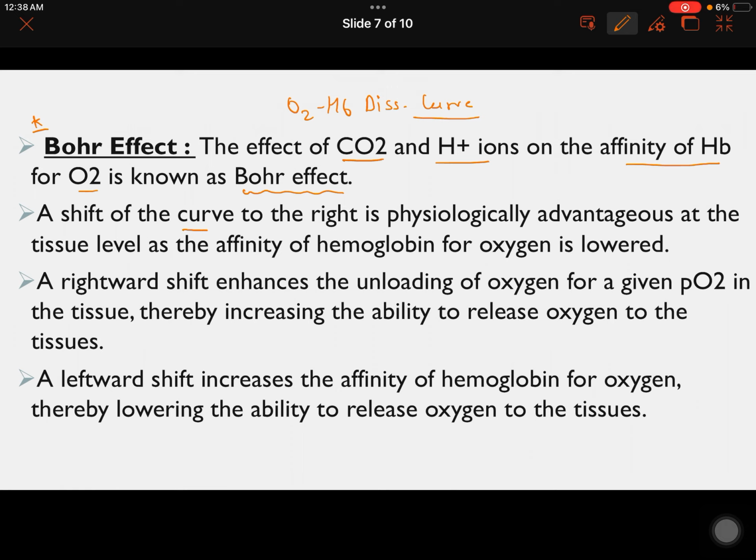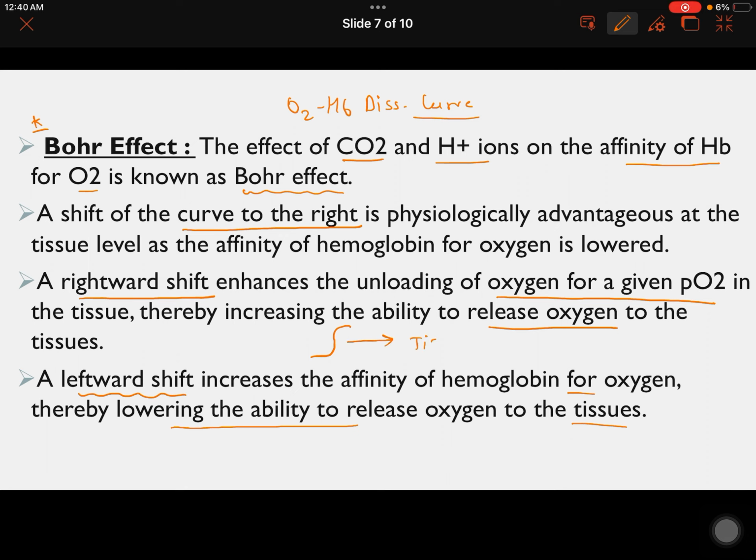So a shift of the curve to the right is physiologically advantageous at the tissue level, because we shall deliver more amount of oxygen to the tissues, obviously, right? The rightward shift enhances the unloading of oxygen for a given PO2 in the tissue, thereby increasing the ability to release oxygen to the tissue, which we have talked about just now. A leftward shift, whereas, increases the affinity of hemoglobin for oxygen and lowers the ability to release oxygen to the tissues.